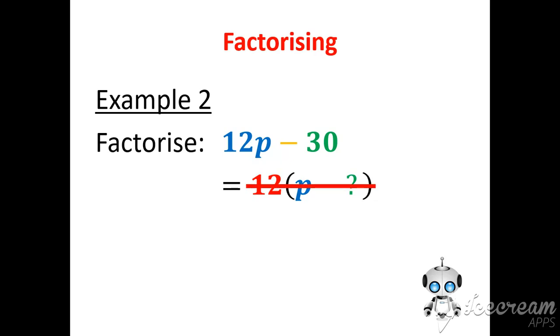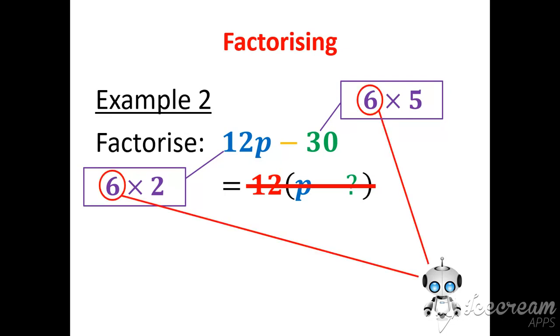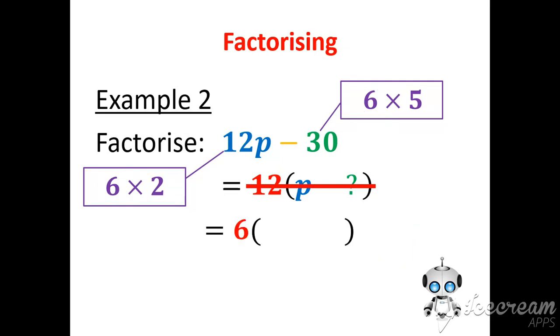Start with the number 12 and think of some factors of 12. 1 times 12, 2 times 6, 3 times 4. I'm picking 6 times 2. Start with 30. What are some of the factors of 30? 1 times 30, 2 times 15, 3 times 10, 6 times 5. I'm picking 6 and 5 because I've found the highest common factor between 12 and 30, which is 6. So we're taking 6 out the front.